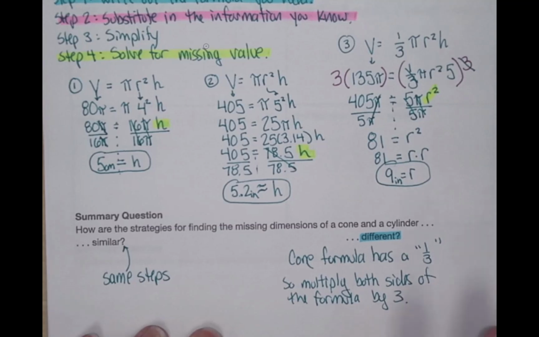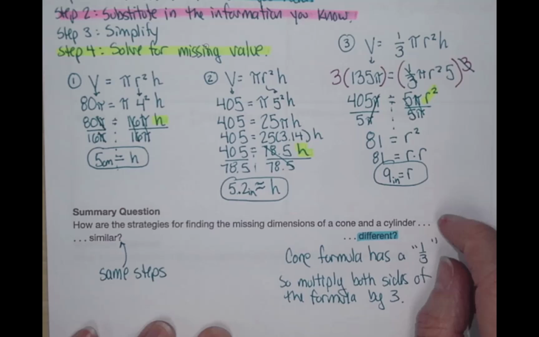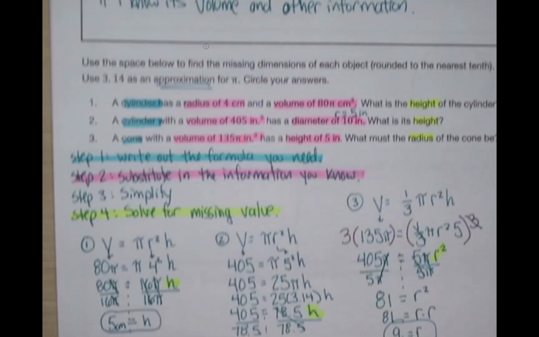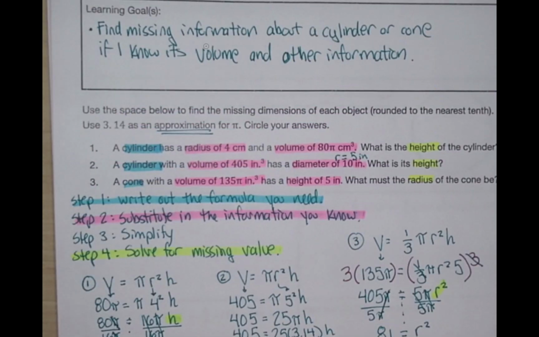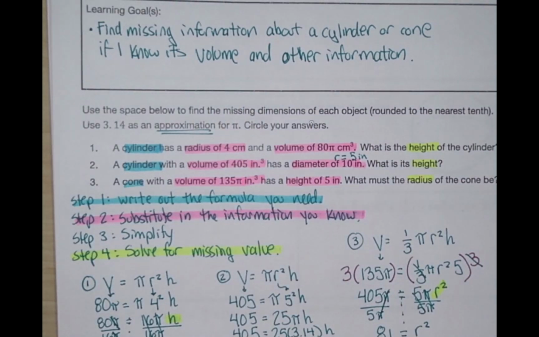Okay. So you are getting mighty fancy with your mathematical skills. Follow these steps and you'll be able to find missing information about either a cylinder or a cone as long as you know the volume and enough other information. Good luck on the practice tonight.